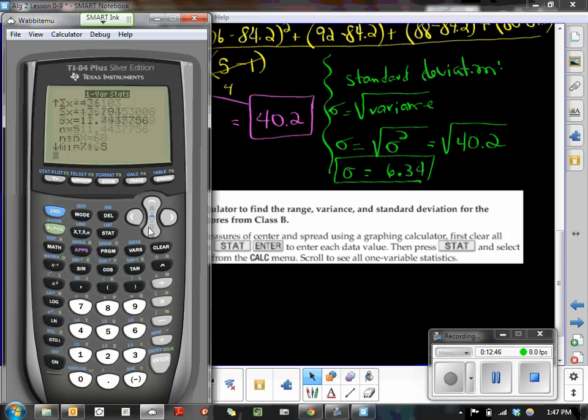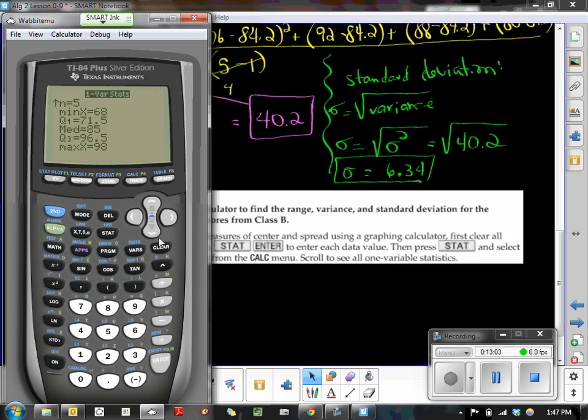The n stands for the number of scores. There are 5. The minimum value was 68. Q1 is your first quartile. M is the median, your middle score, then the third quartile, and your max score. So you've got a min and a max of 68 and 98.